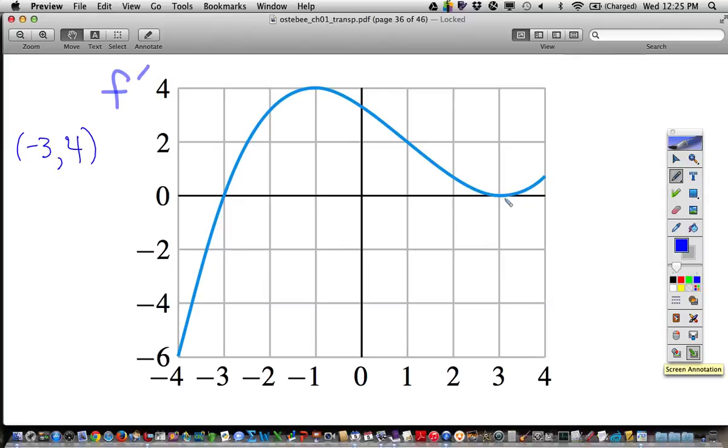Now, if the question would have been, where is F prime positive? We wouldn't have included the 3, right? Because it's not positive at 3. F prime is not positive at 3. It's 0 then. So that's a little bit of a difference. But when it's asking about increasing and decreasing, we can go ahead and include when it touches the 0 there in a flat spot kind of a situation, because it is still increasing when it's at a flat spot. Okay, so that's how I want you to give the answer, -3 to 4.